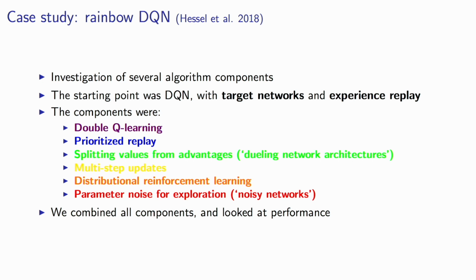But that includes several additional components. And these were double Q-learning, prioritized replay, dueling network architectures, which means we're splitting the state values from the action advantages. I'll talk about all of these, so I'll explain what that means. Multi-step updates, this is in yellow. I was aware that this probably wouldn't show up well on the slide, but I still wanted to keep the nice rainbow color going there. So apologies for that. Distributional reinforcement learning and parameter noise for exploration, which is also sometimes called noisy networks.